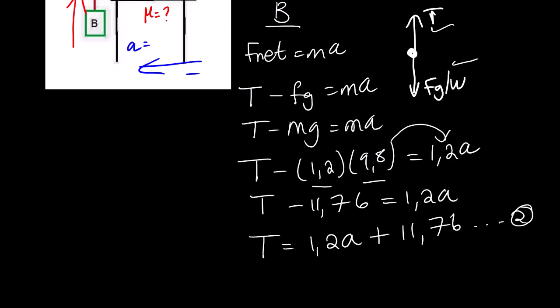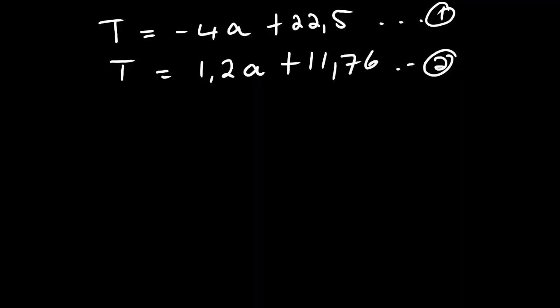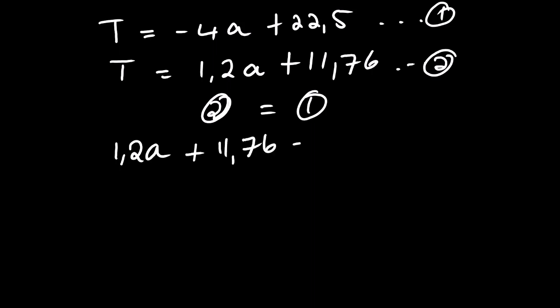Now that we have equation 1 and equation 2, they are both subject to tension. The subject of the formula is T. Then we can just equate the two equations. So this is our equations. Equation 2 is equal to equation 1. Equation 2 is 1.2a plus 11.76 is equal to negative 4a plus 22.5.